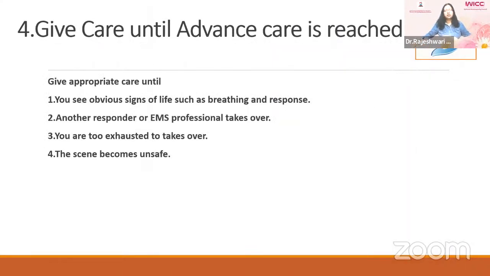Give the care until advanced care is reached.